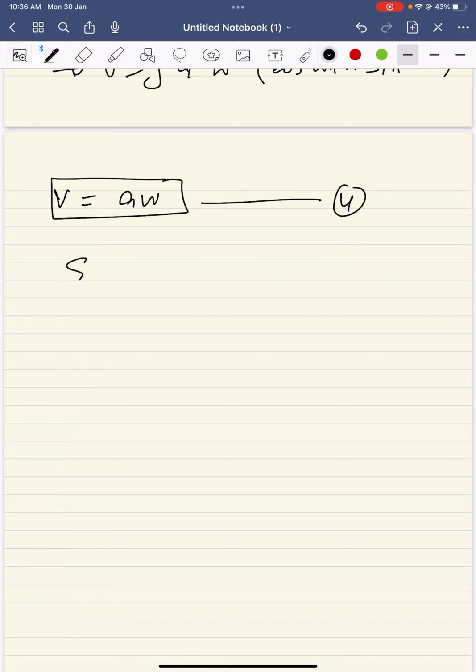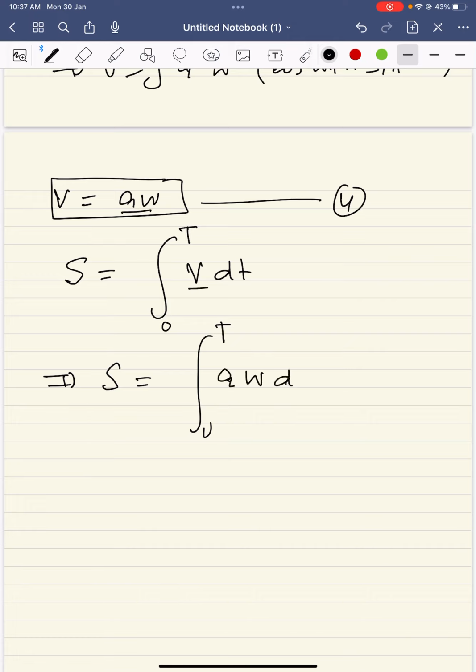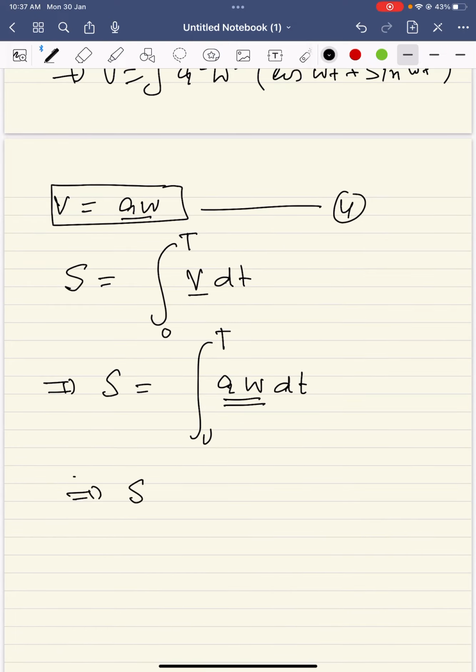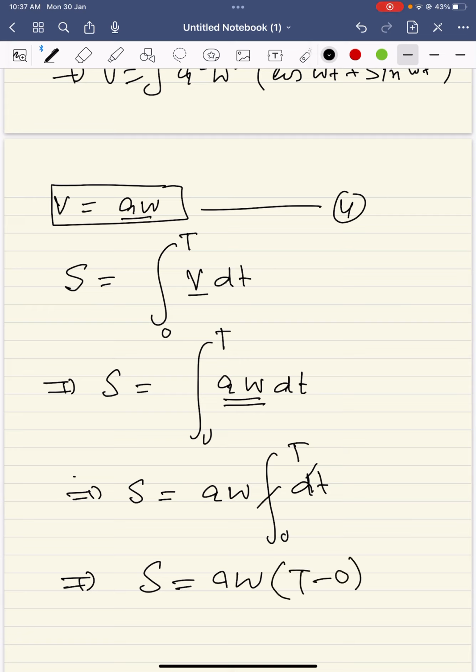Now we have distance equal to the integration of v dt from 0 to t, and then we can write s equal to the integral from 0 to t of the value of v, a omega dt. These are constants, a and omega, so they can come out of the integration. This is a omega times the integral from 0 to t of dt. So s equal to a omega times t minus 0, s equal to a omega t. That is the answer for this question.